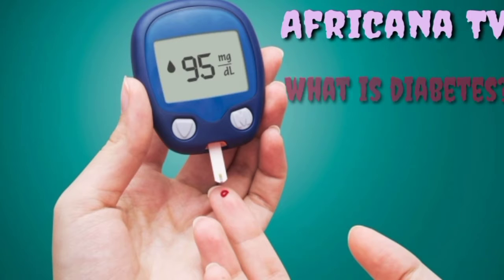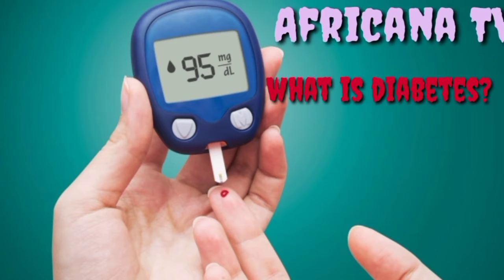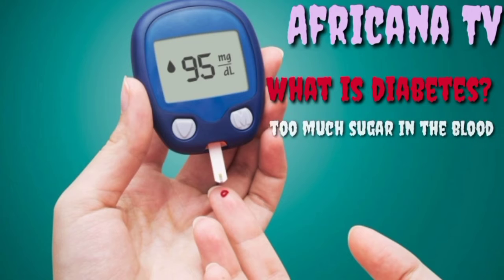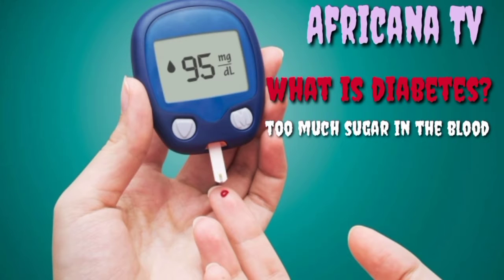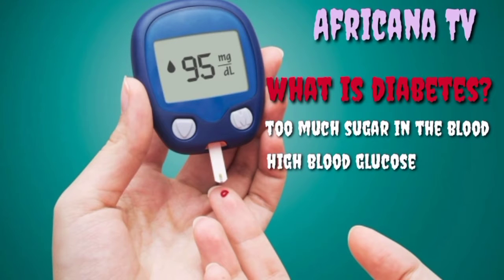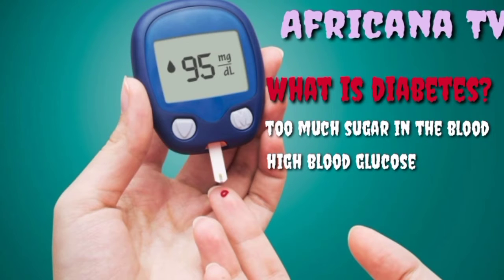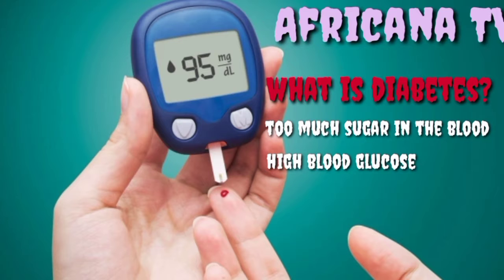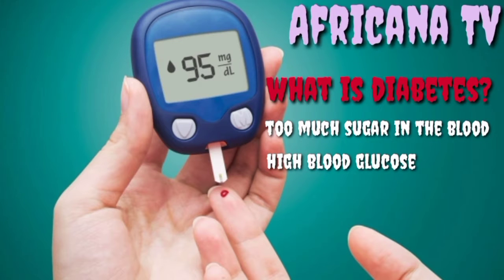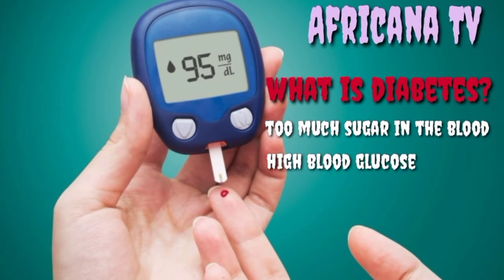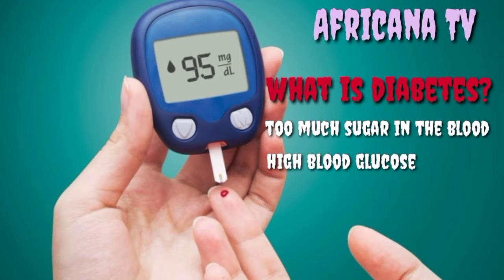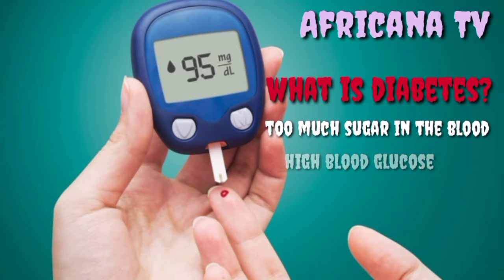Now, what is diabetes? It is a group of diseases that result in too much sugar in the blood, or high blood glucose. So when someone has high sugar in the blood, the person is termed as having diabetes.